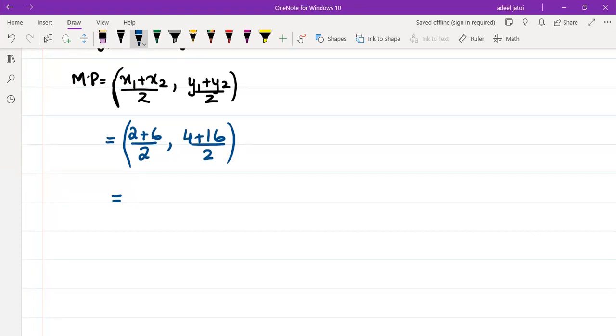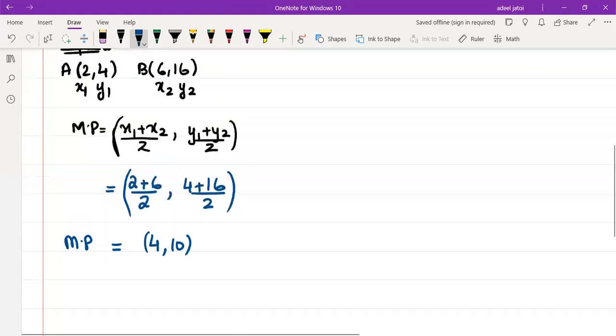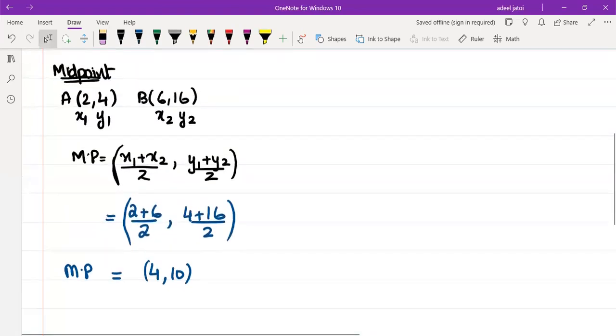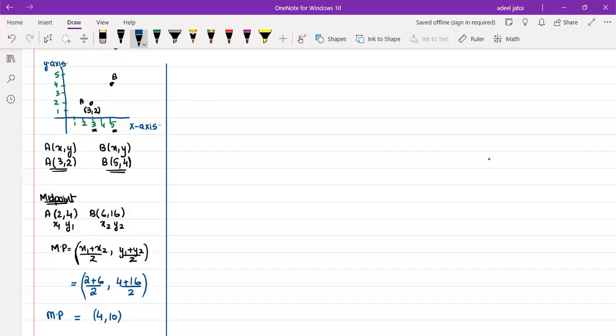2 plus 6 is 8. 8 divided by 2 will be 4. 4 plus 16 is 20. 20 divided by 2 is 10. So your midpoint is 4, 10. So this is what we did about midpoint, right?